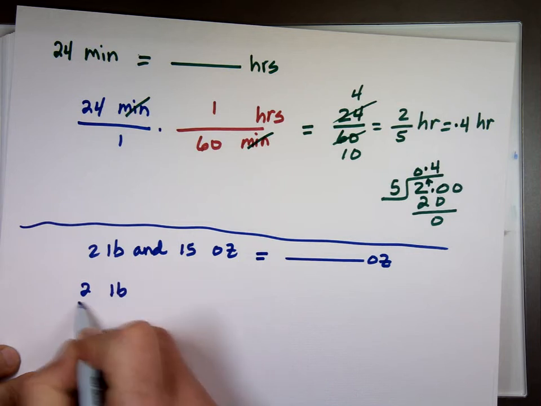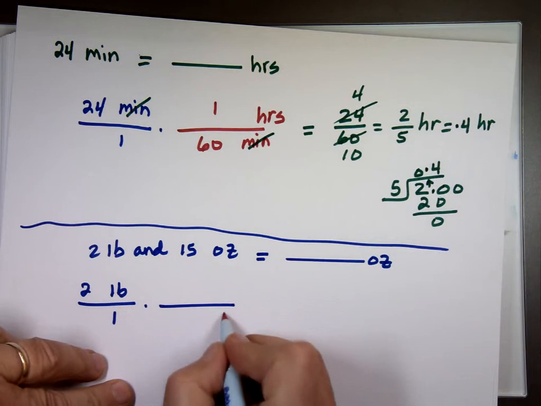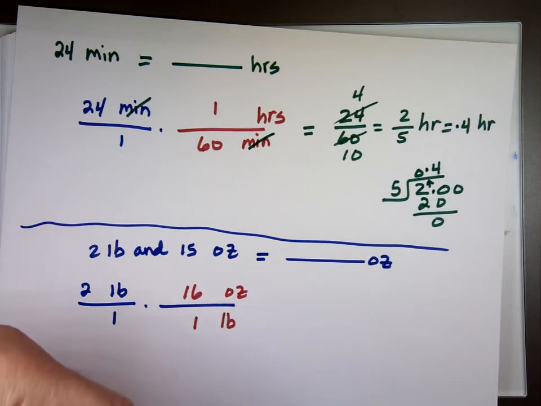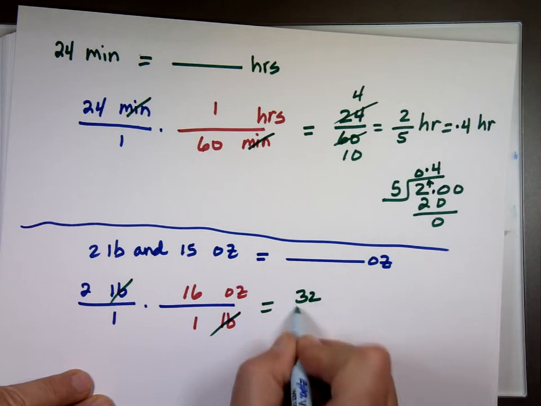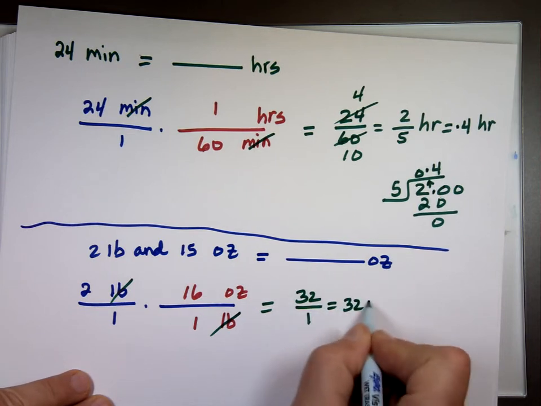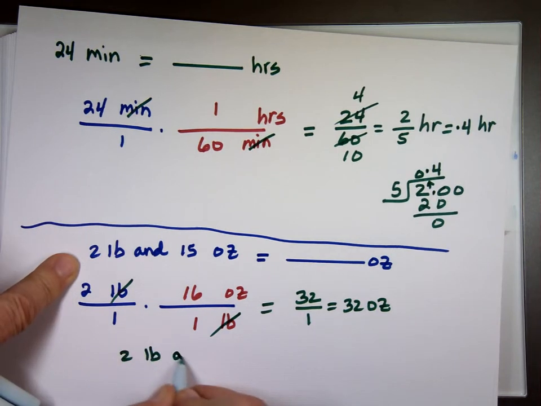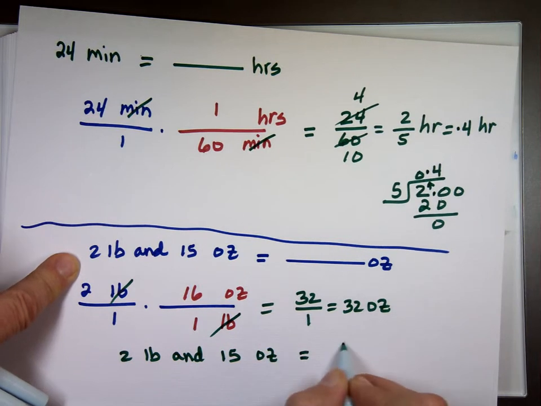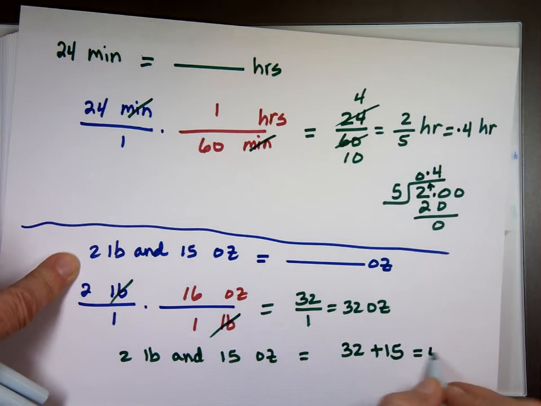Let's take the 2 pounds, change them to ounces, then we'll add the 15. 2 pounds, that's over 1. I want pounds on the bottom, ounces on the top. 1 pound is what? 16? Two times 16, 32 over 1, which is what? 32 ounces. That's just the 2 pounds. So what is 2 pounds and 15 ounces? That's 32 plus the 15, which is what? 47 ounces.